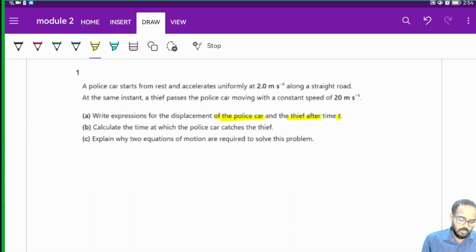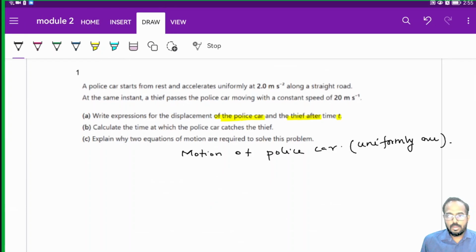First, the motion of the police car. When you check, if it is uniformly accelerated motion, you can use the equations of motion. Here, what is the requirement? Displacement. So you remember the equations. v is equal to u plus at, first equation. s is equal to ut plus half at square, second equation. v square minus u square is equal to 2as. These three equations you know.